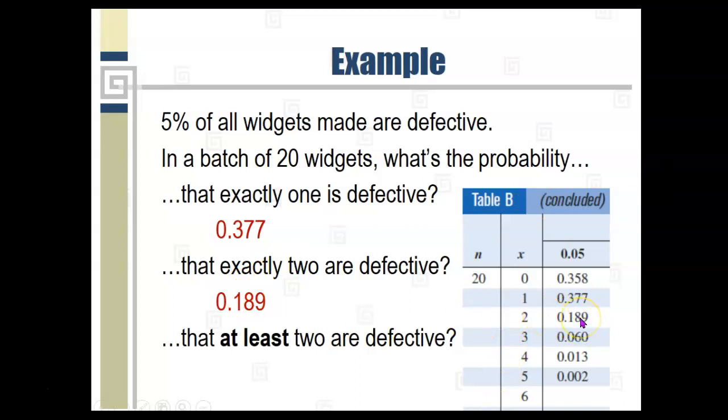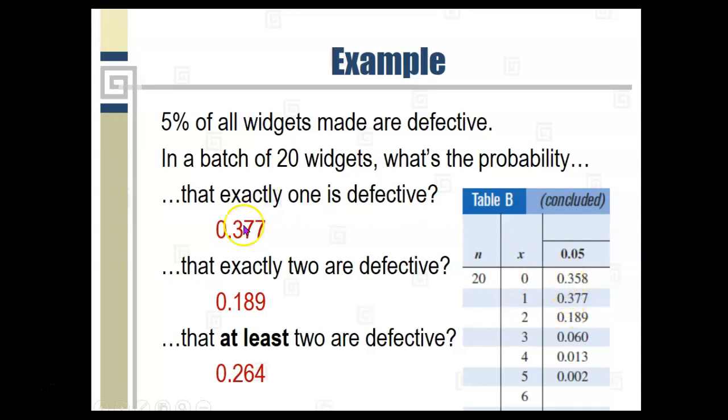So there we've got to add together all the probabilities for all the x's that are at least 2. That would be the 2, the 3, the 4, and so on. So we add up 0.189 plus 0.060 plus 0.013 plus 0.002 plus a bunch of zeros, and we get 0.264. And in case you're wondering, yes, we could also do it by taking 1 and then subtracting off the ones that aren't included, the probabilities for 0 and for 1.